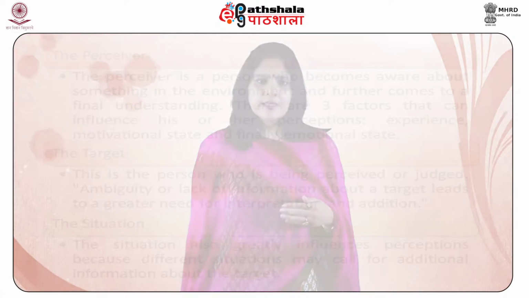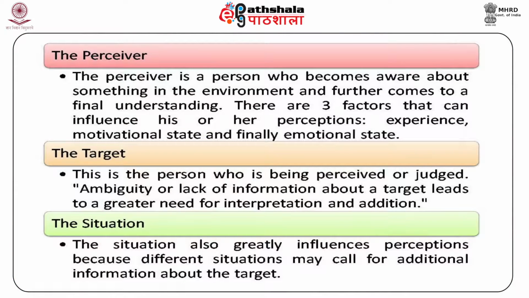According to Allen and Jones, perception consists of 3 components. Now let's try and focus on these 3 components. First, the perceiver. The perceiver is a person who becomes aware of something in the environment and further comes to a final understanding. There are 3 factors that can influence his or her perceptions: experience, motivational state, and finally emotional state.